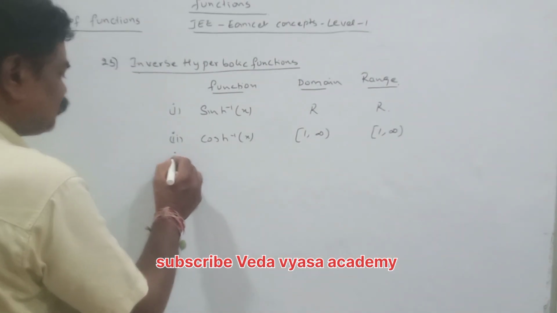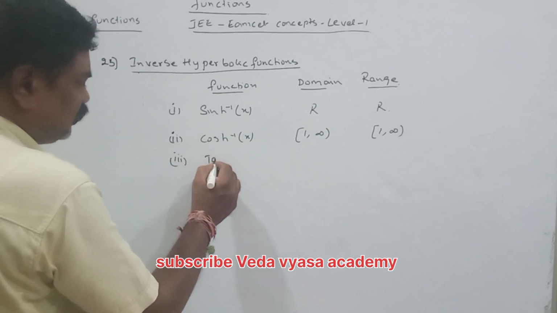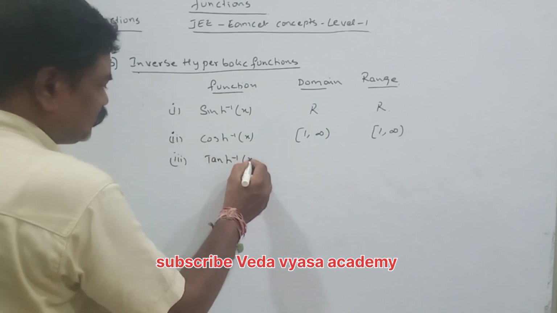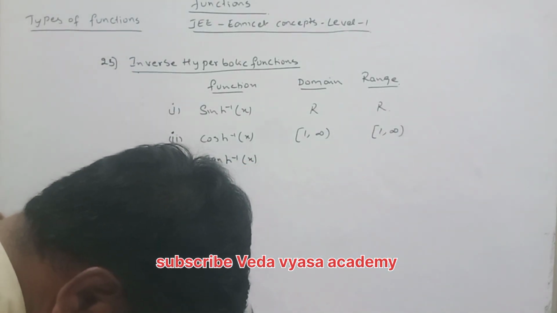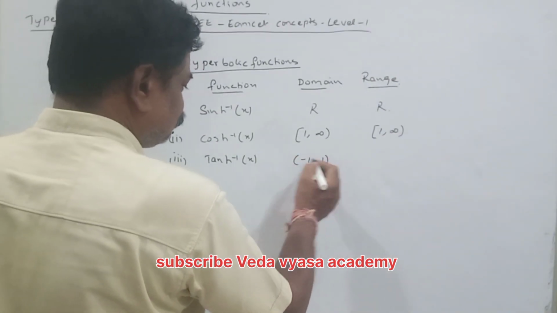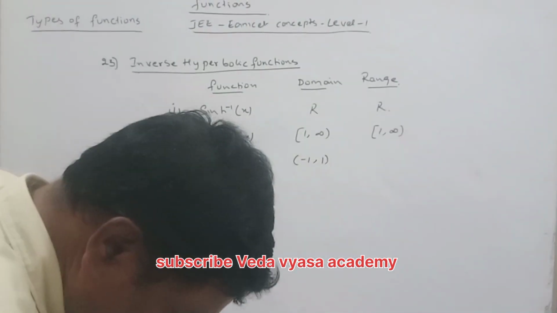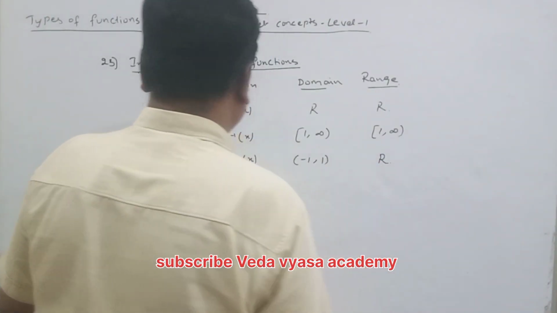Inverse function of the tanh hyperbolic function, that is tanh inverse of x. Domain is open interval minus 1 to 1, and this range is up.